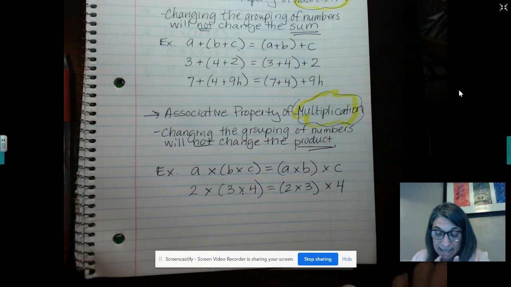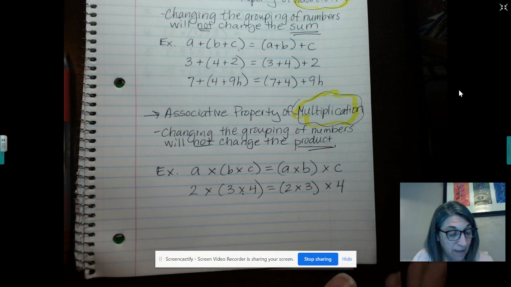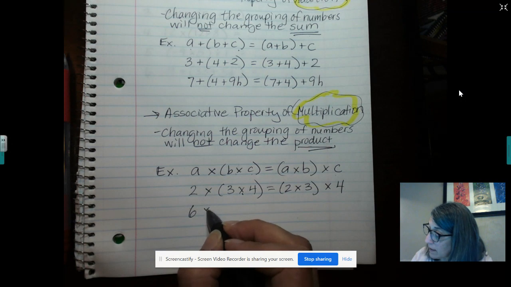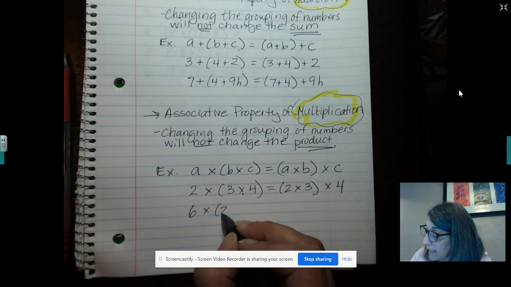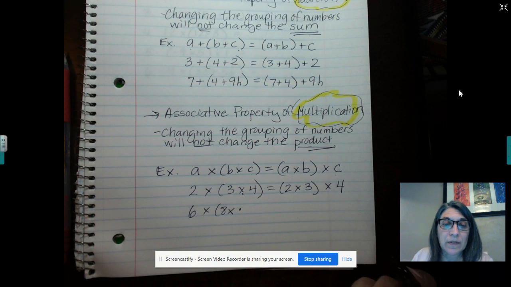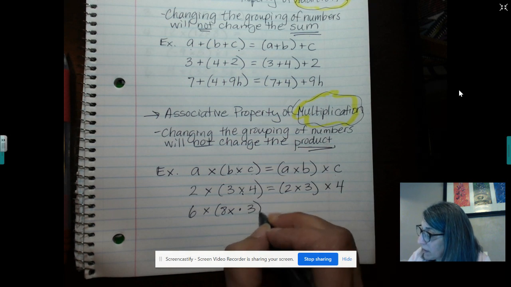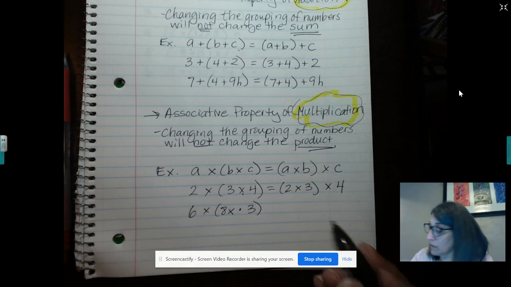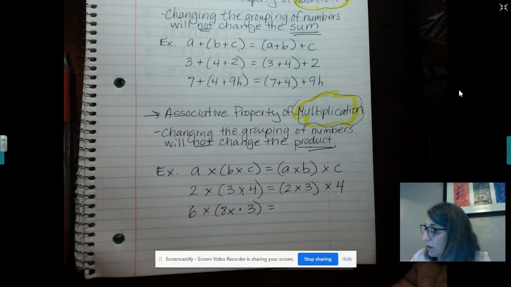And just for funsies, I don't think I have a good one to throw in with a variable in it. How about this one? Let's do 6 times 8x. Now I'm going to use a dot here. Why am I using a dot here? Because it looks weird to have an x and another x for multiplication signs. So you're going to see the dot used a lot. I should be using it more often, honestly.